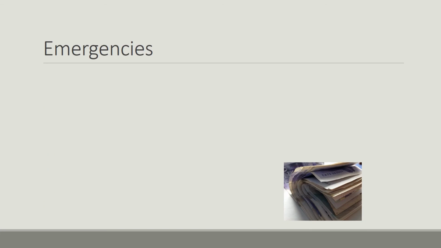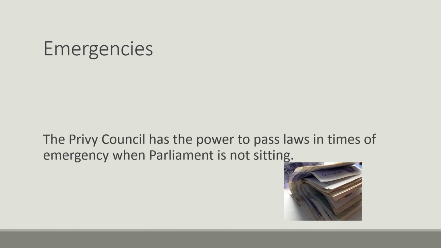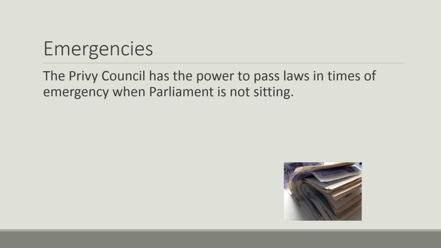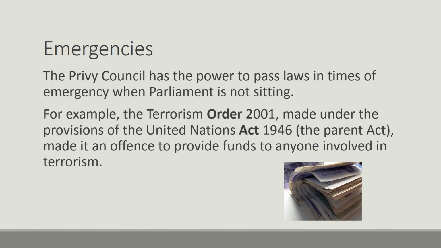Having dealt with your definition and telling the examiner you know who the Privy Council is, you need to move on to your examples. The first is that laws can be made in an emergency when Parliament is not sitting. An example of this is the Terrorism Order 2001, which was made under the provisions of the United Nations Act 1946, the Parent Act, and made it an offence to provide funds to anyone involved in terrorism. The key points to note here are that you have stated that the order is the order in council, the delegated legislation, and that it has been made under the authority of the United Nations Act, an Act of Parliament, which is the Parent Act.